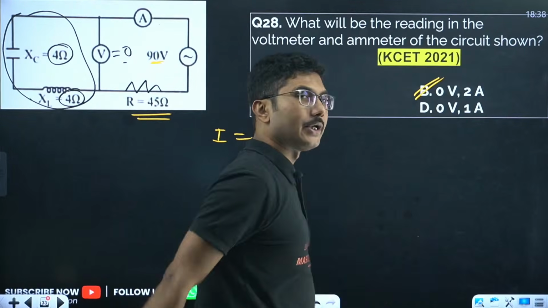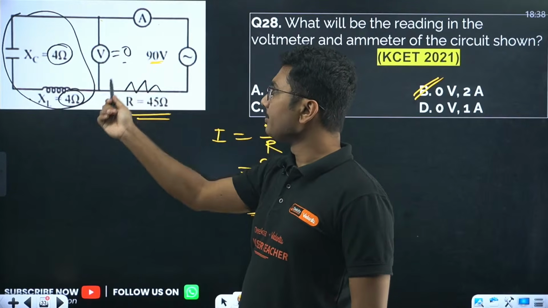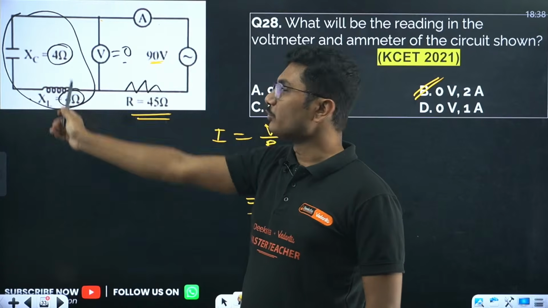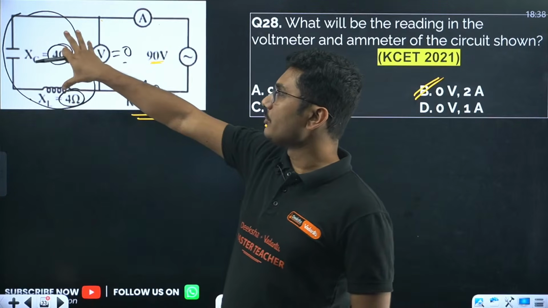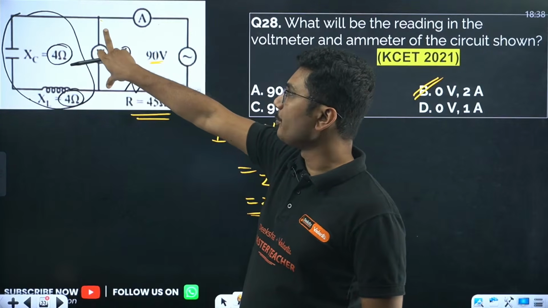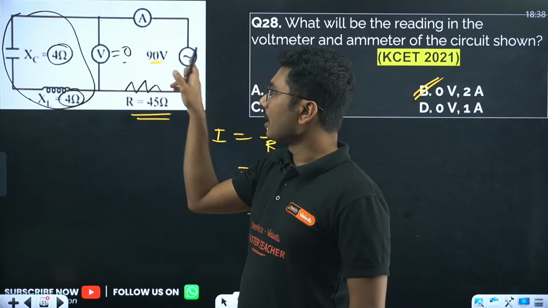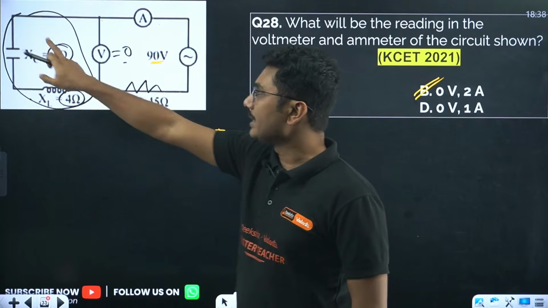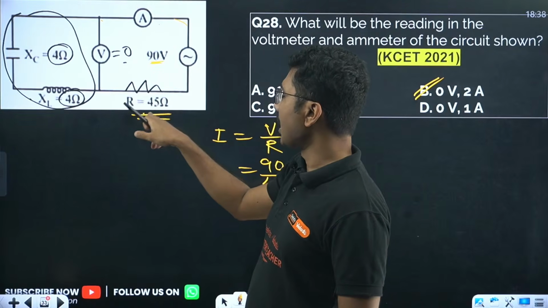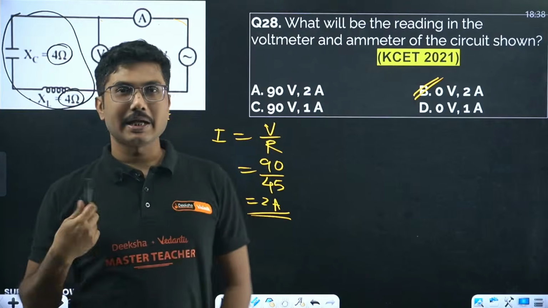0 volt, 2 ampere is the answer. Do not mark 90 volt, okay, because this voltmeter is measuring voltage across XC and XL. Their values are equal, that means the voltage drop across them will be 0, so this voltmeter will measure 0 volt. For current, you have to consider that this is a short circuit. This XC and XL does not exist. It is a simple straight circuit. So R is resistance, 90 volt is the voltage. Ohm's law, V is equal to IR, calculate I.